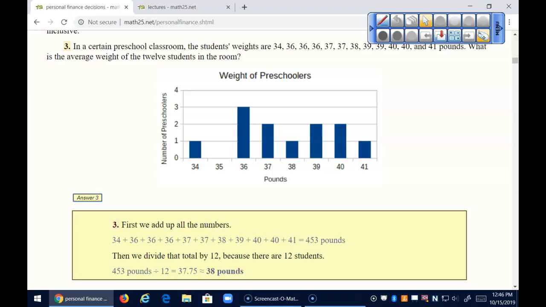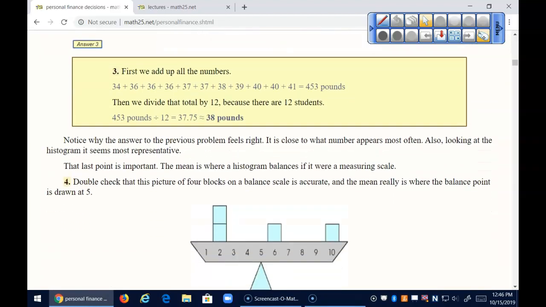So this should be old things you've learned a long time ago. Add them up, divide by how many. The official name is the mean. Okay, more talking.